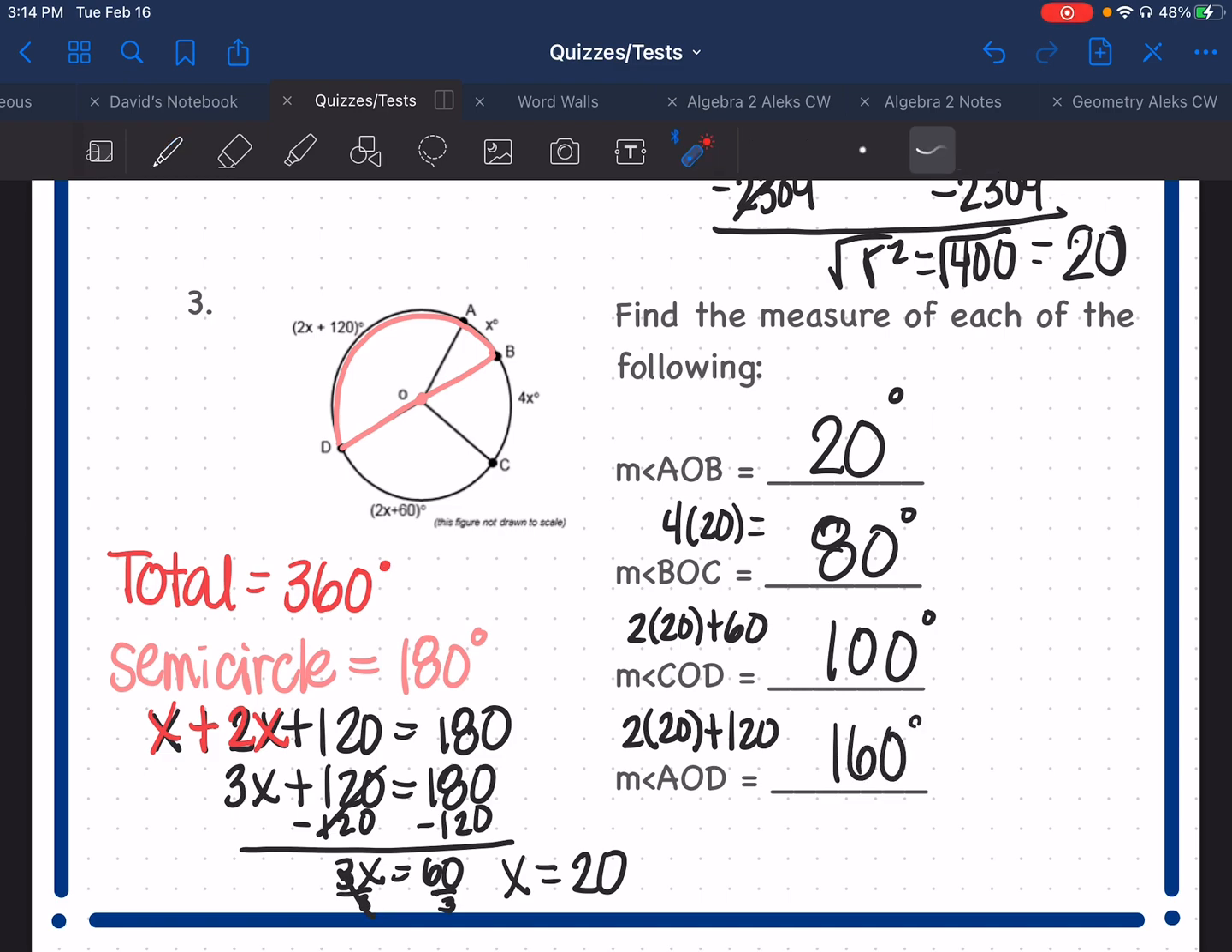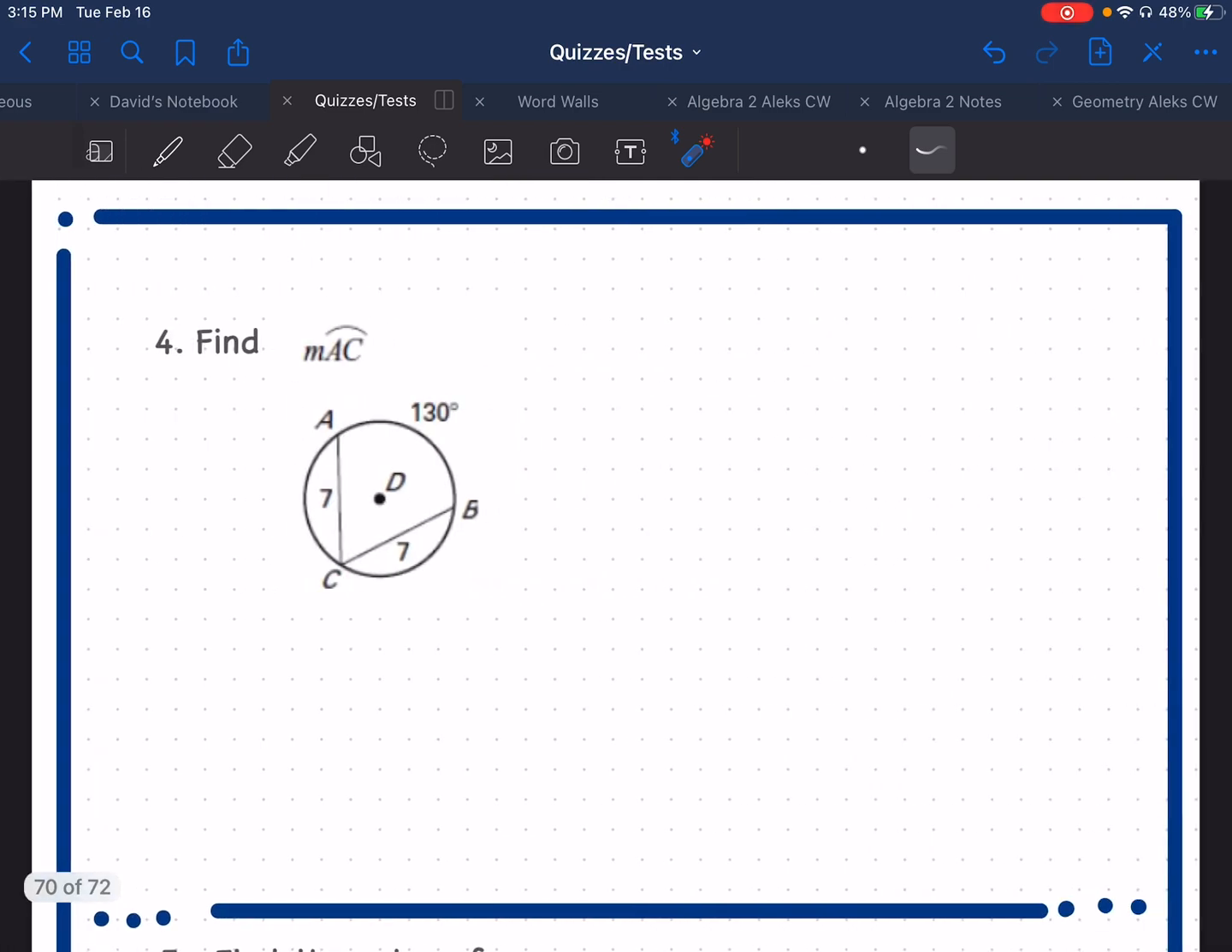Now, just to be certain that I have all these answers correct, I could go ahead and add all of these numbers up, and they should give me the 360 degrees of my circle. All right, let's take a look at the last two questions. In question number 4, they're going to ask you to find the measure of an arc. This arc that they're asking me to find is from A to C. This is the arc they want me to find. I'm going to highlight it with my highlighter.